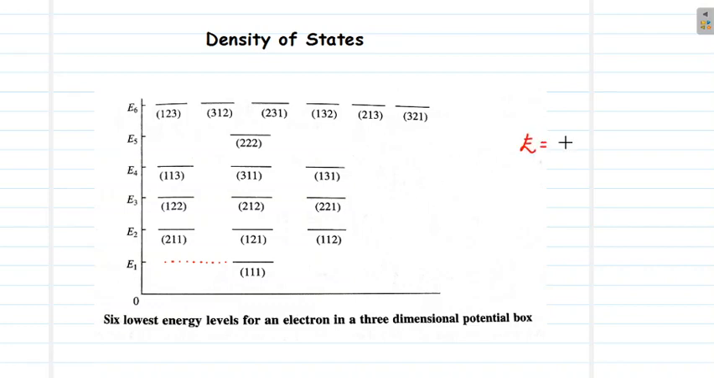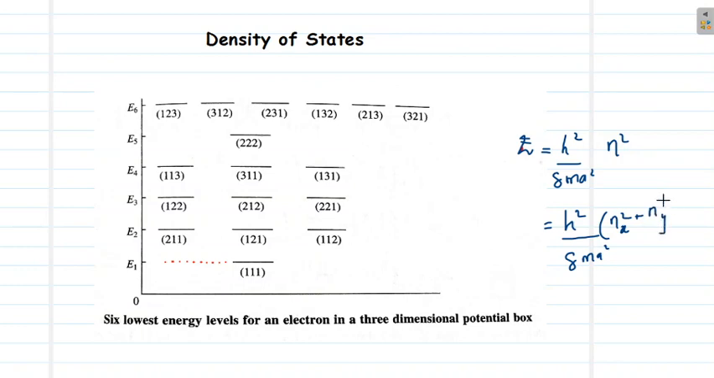The equation for energy is E equal to h square by 8 ma square into n square, or it is given by h square by 8 ma square into nx square plus ny square plus nz square. This is the equation for energy.